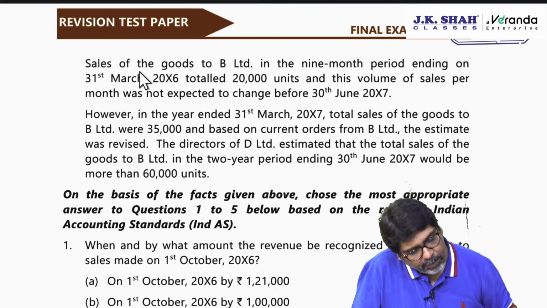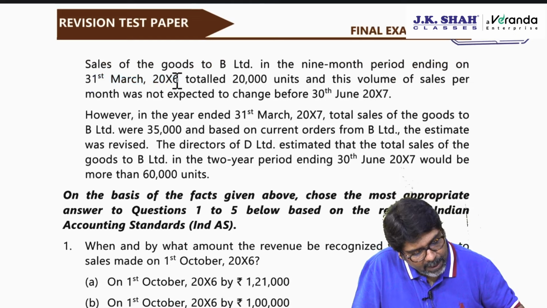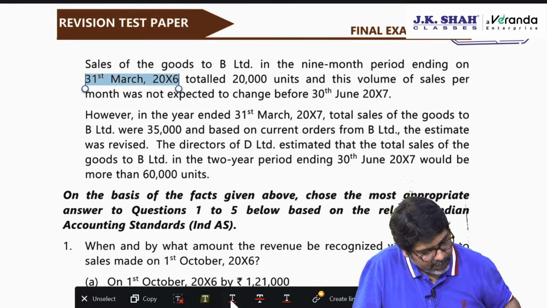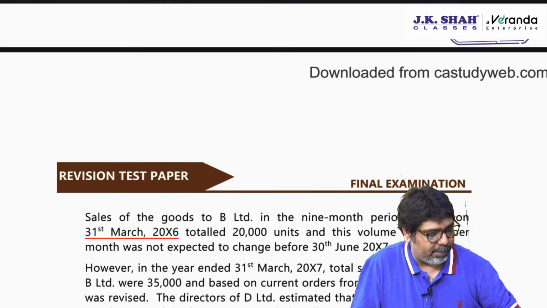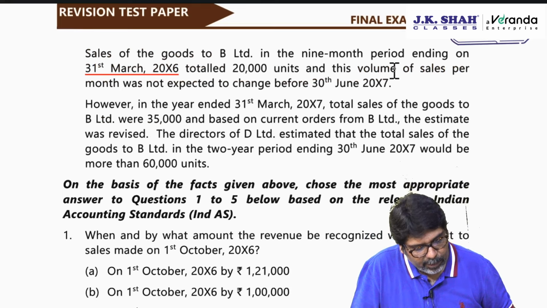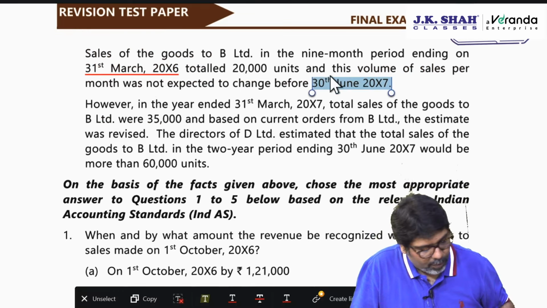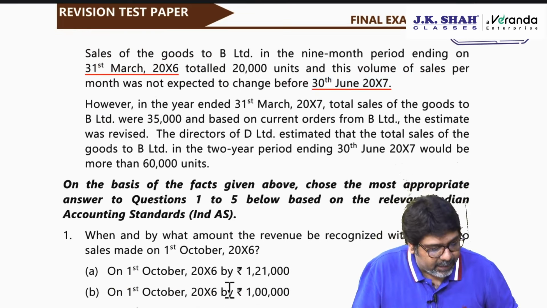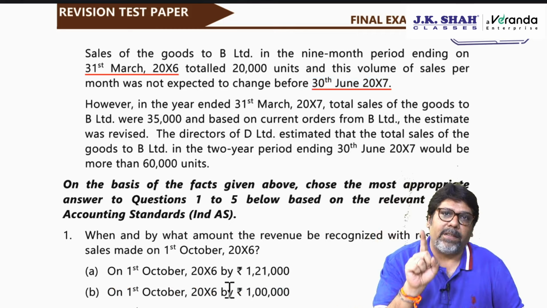Sales of the goods in the 9 months ending 31st of March 2006. These 9 months came from 1st July 05 to 31st March 06. The first 9 months are over. Total 20,000 units, and this volume of sales per month was not expected to change before 30th June 07. That means they are assuming it will not cross 60,000.